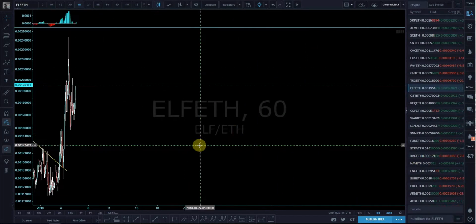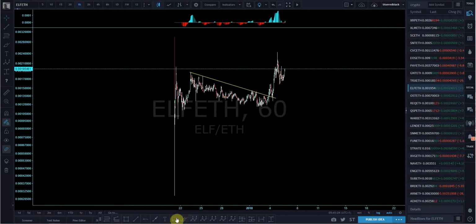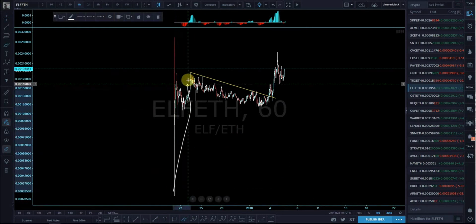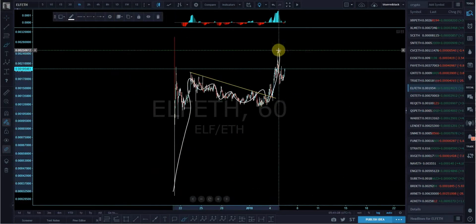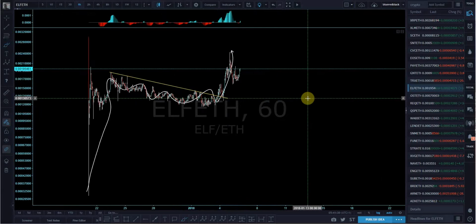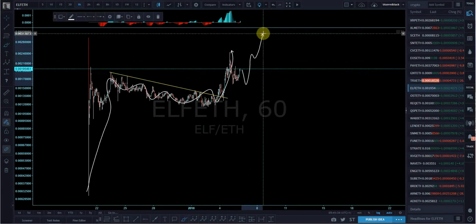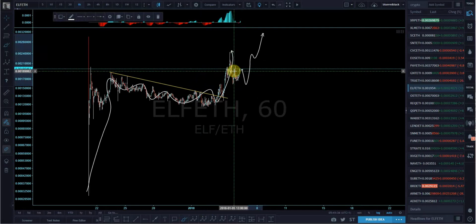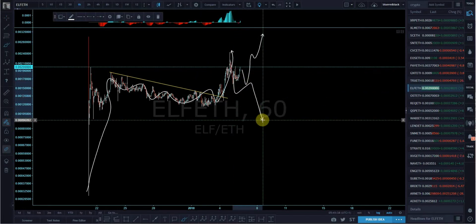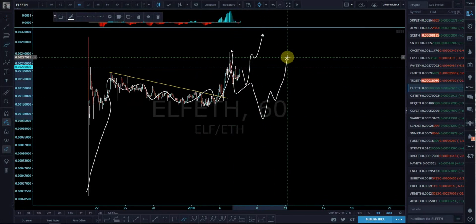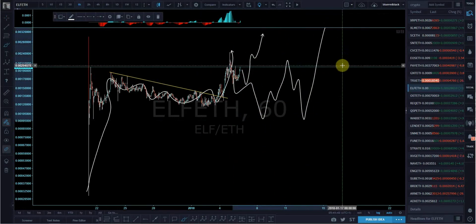Elf, same thing. Move up, sideways, flag, move up. Now we're coming down. This could make another low, go back up. Maybe it becomes more complex and comes down like this, goes back up like that, goes down like this, and then you have a move up.